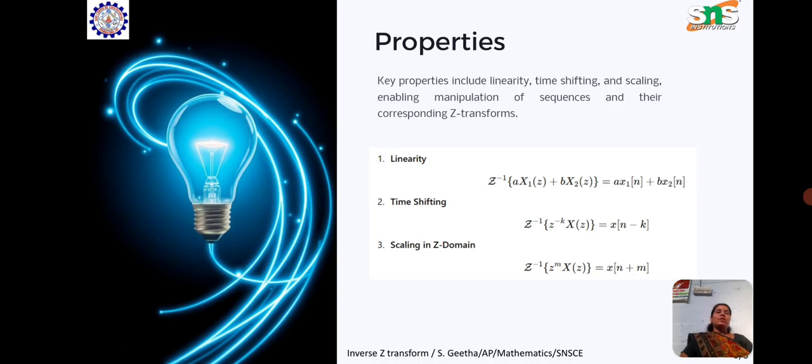Time shifting property. Z inverse of z power minus k into x of z is equal to x of n minus k. Scaling in z domain. Z inverse of z power m into x of z is equal to x of n plus m.